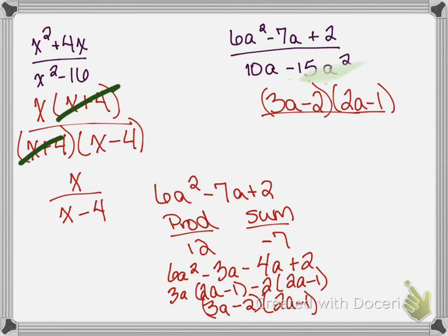Then I factor by grouping. 3a comes out of both of these. Negative 2 comes out of both of those. So I have 3a minus 2 and 2a minus 1. My denominator, I have a GCF. What's my GCF for my denominator? 5 and? Good, excellent. So then I'm left with 2 minus 3a.